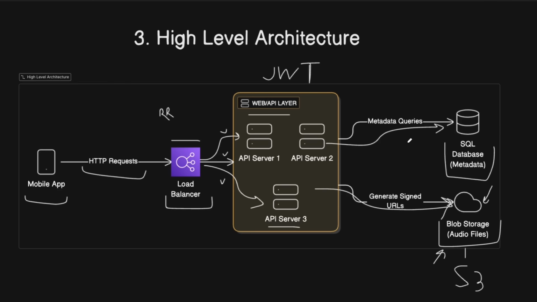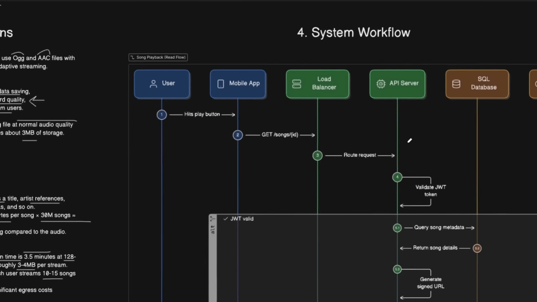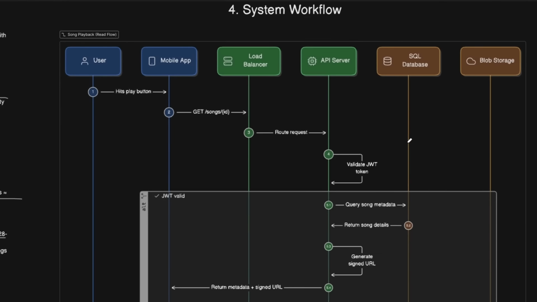With this high-level design, now we can think about the read and write workflows of the system. Let's start with the read workflow, which is users playing a song. The very first step is the user hits the play button and plays a song in the mobile app. This will make a GET request to songs/ID. This is also something we need to design in the API design very soon, in the next step.